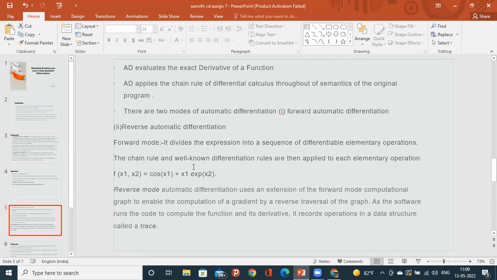In the forward mode, it divides the expression into a sequence of differentiable elementary operations. The chain rule and well-known differentiation rules are then applied to each elementary operation. When it comes to the reverse mode, automatic differentiation uses an extension of the forward one. It is done similarly to the forward mode, but to enable the computation of a gradient by a traversal of a graph. As the software runs the code to compute the function and its derivative, it records operations in a data structure called a trace. So these are the two modes of automatic differentiation.